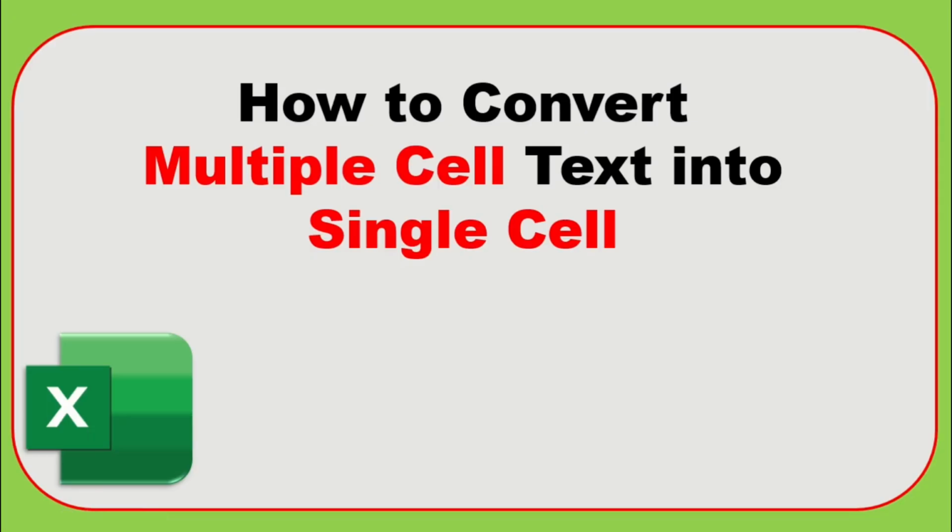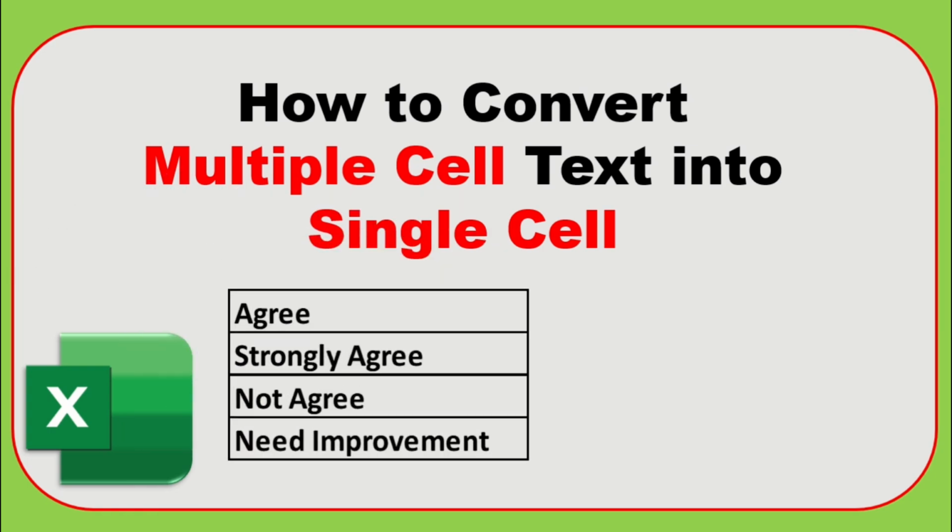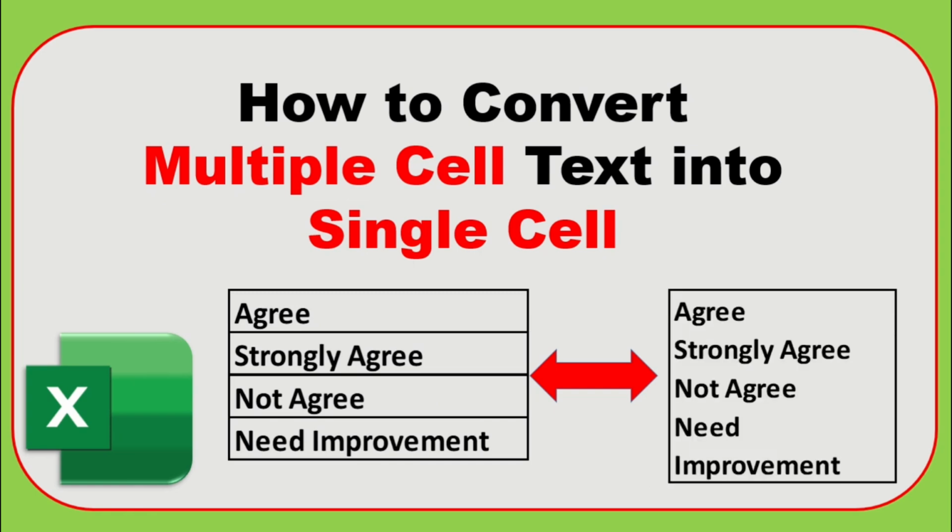Hello everyone. In this video, we are looking at data kept in multiple cells in Excel and how we can convert it into a single cell. Suppose you have four lines of text in Excel; how do we keep these four lines in a single cell? That is what we are going to look at in this video. Let's see.